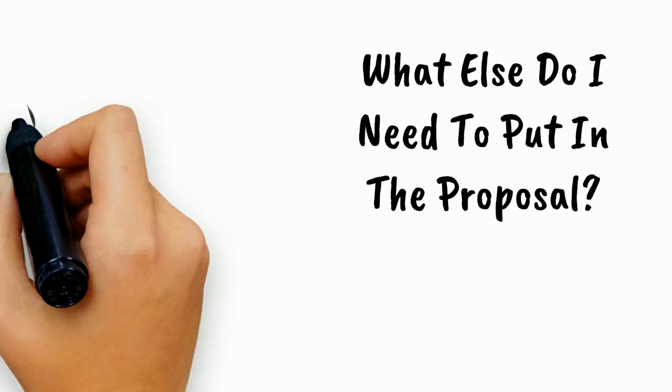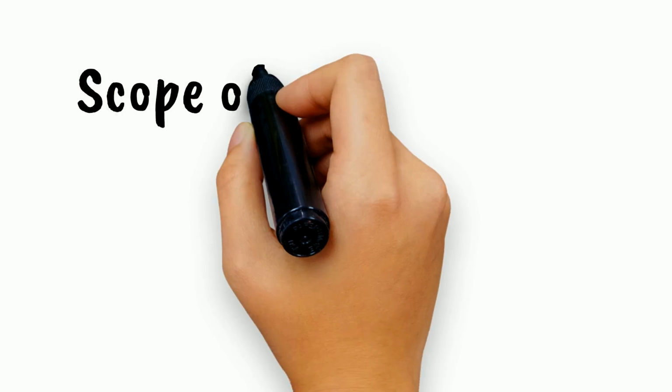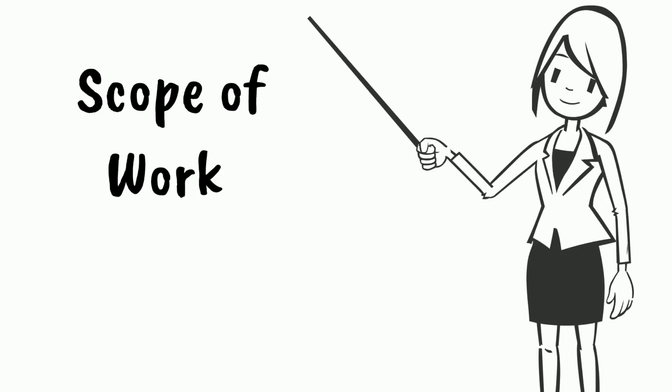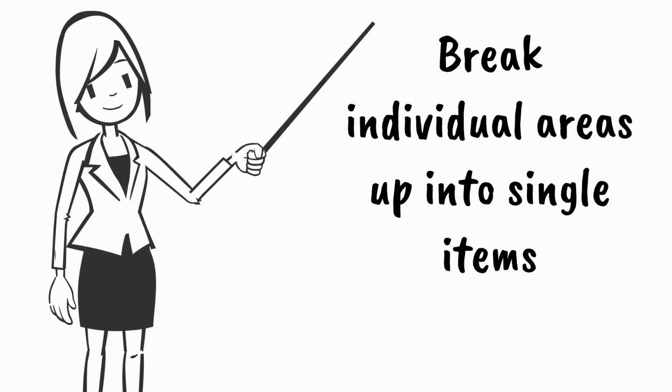What else do I need to put in the proposal? The next thing you want to cover in your proposal is the scope of the work to be done. This part of the proposal spells out exactly what the client is having done. Try to be as specific as possible. If the client is considering doing windows in multiple rooms, make sure you break those areas up into different sections. This helps to reduce sticker shock by breaking down these many areas that clients want done.